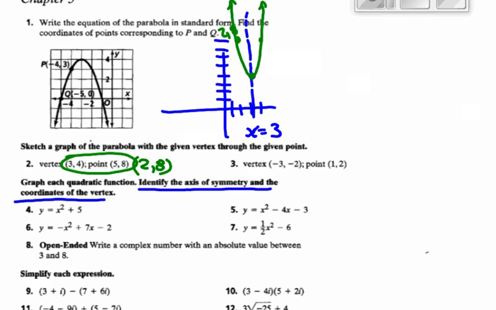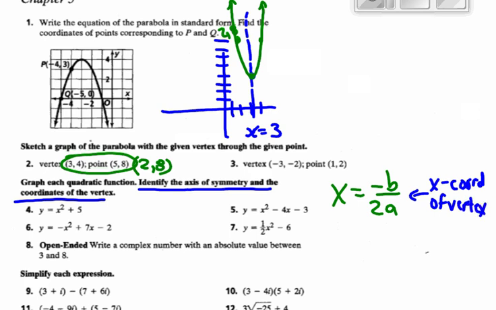All right, graph the quadratic function, identify the axis of symmetry. That's the vertical line that goes right through the x coordinate of the vertex, and the coordinates of the vertex. You can plug these into a graphing calculator, and you should have this memorized: x equals negative b over 2a. That is the x coordinate of the vertex. Then I take that number after I get it and plug it back into the equation and get the y coordinate. And then I have the vertex itself. This also is the axis of symmetry: x equals this number, whatever it is. That is my axis of symmetry.